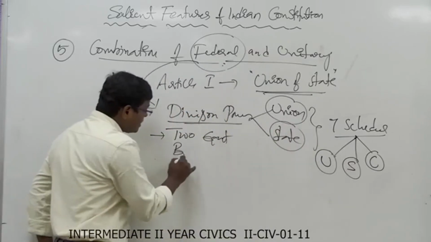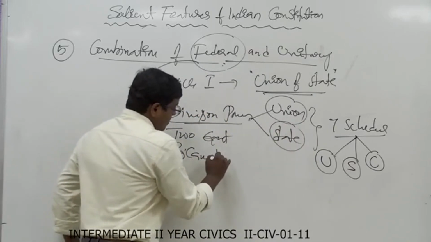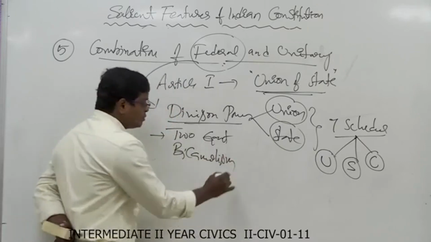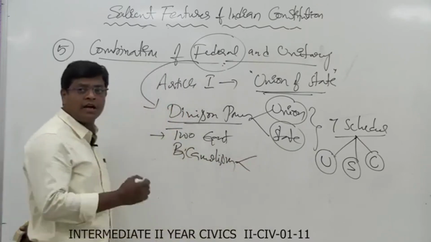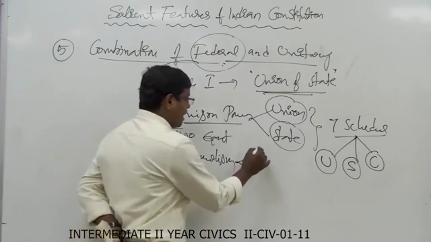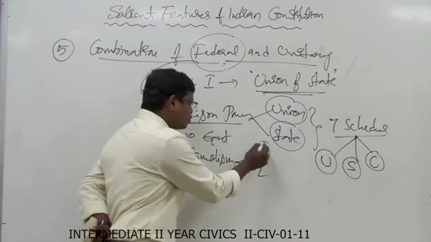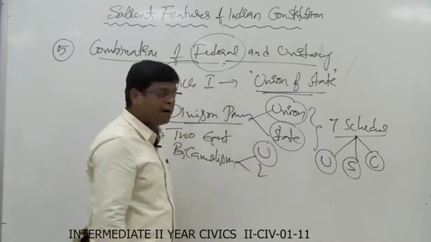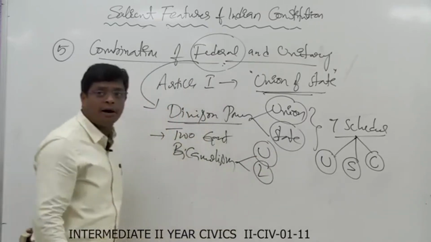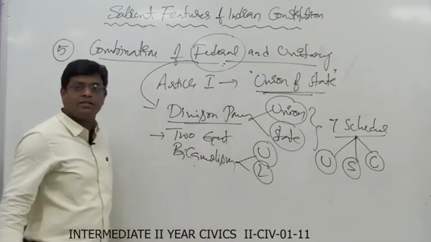There is bicameralism, 2 houses. The legislature contains 2 houses: upper house and lower house. You know that the Parliament of India contains 2 houses. Upper house Rajya Sabha, lower house Lok Sabha. There is a bicameral system.